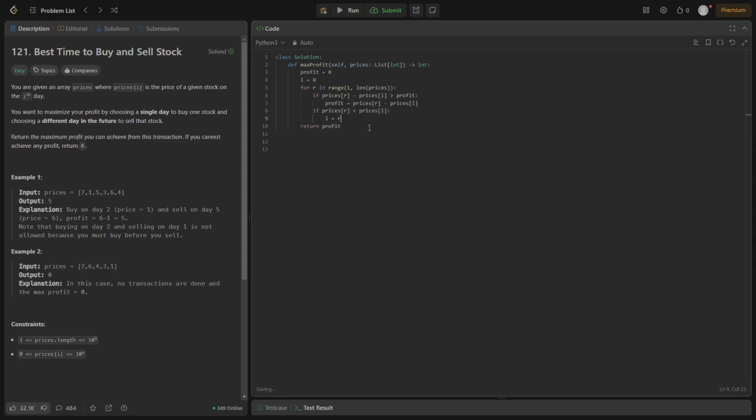And again, if we never update this, meaning that we never found a buy and sell which have a difference that's greater than our old profit, well, if it's never updated, we just return 0. And that's exactly what they asked for. If we can never find any profit, we just want to return 0. Now, if we did everything correctly, we could just check our answer.